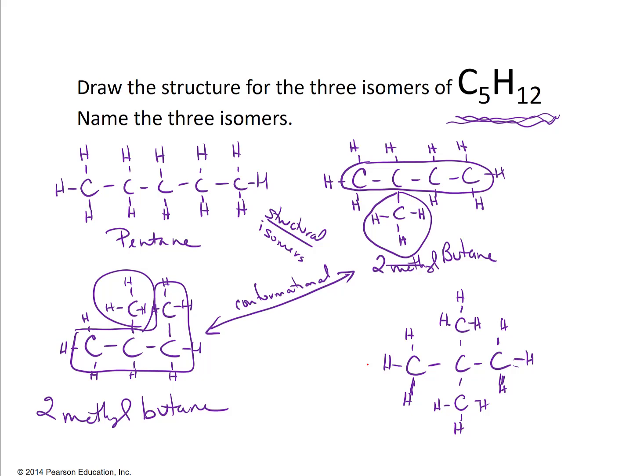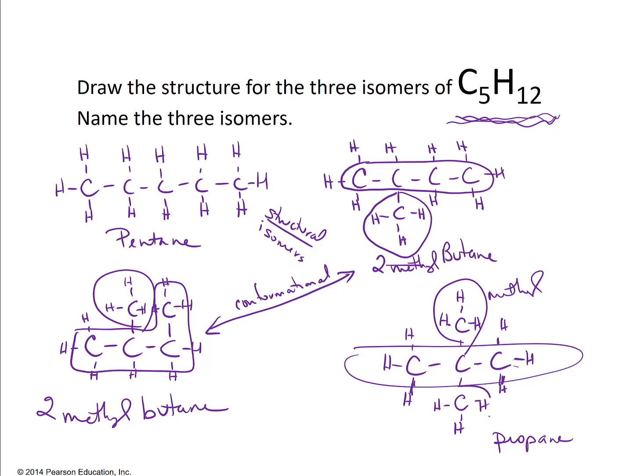What's the name of this one? Longest carbon chain makes it a propane. And then this group is a methyl, and this group is a methyl. And they're both off of carbon 2. So I would call this 2,2-dimethylpropane.